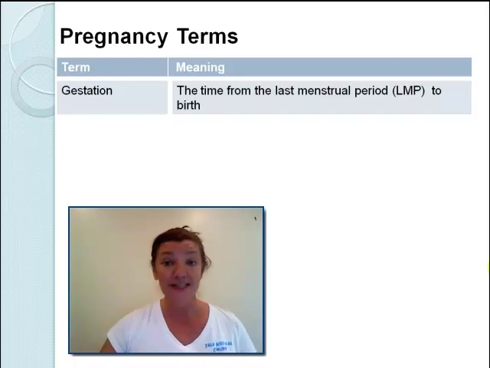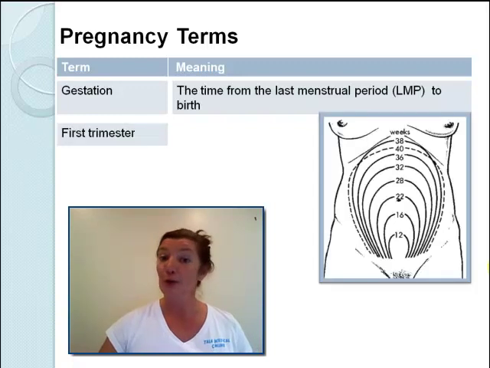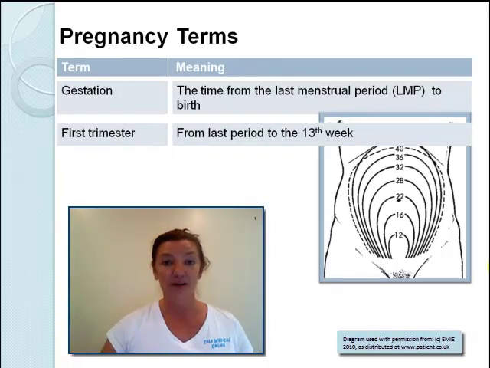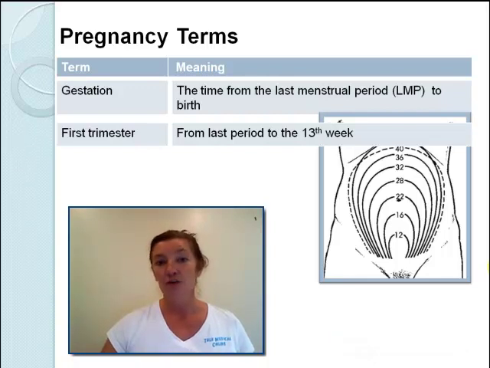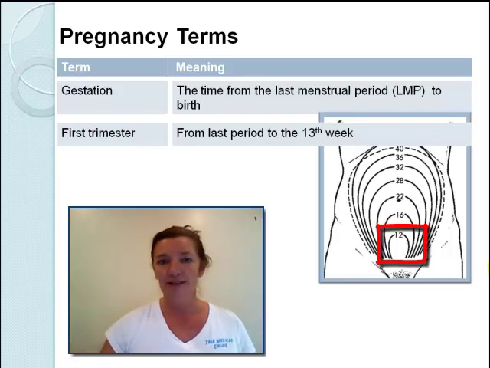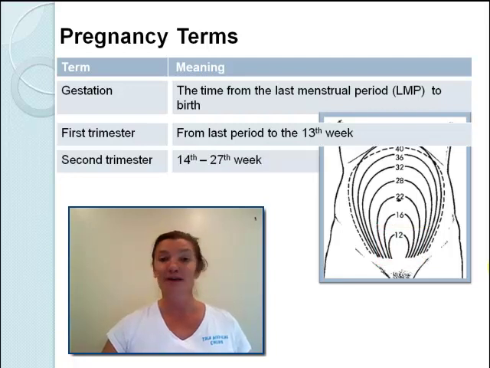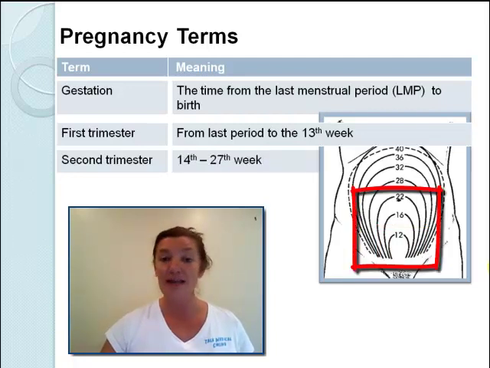The period of pregnancy is divided into things called trimesters. The first trimester is the period from the last menstrual period to the 13th week. In this time, the uterus will grow and there may be a small little bulge on the lady's tummy showing that she's pregnant. The second trimester is the next 3 months really. It's from the 14th week to the 27th week.